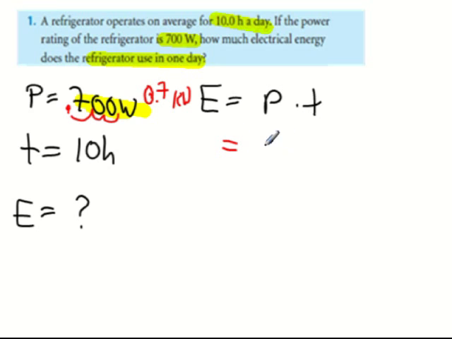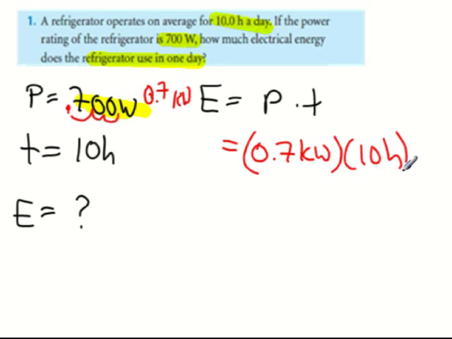Plug that into our equation. The power of the refrigerator is 0.7 kilowatts times how many hours a day it's running, 10 hours. Multiply those together, and we end up with 7, and our units is kilowatt hours by multiplying kilowatts by hours. And that is the final solution. The amount of electrical energy used by the refrigerator is 7 kilowatt hours. Let's complete one more example.